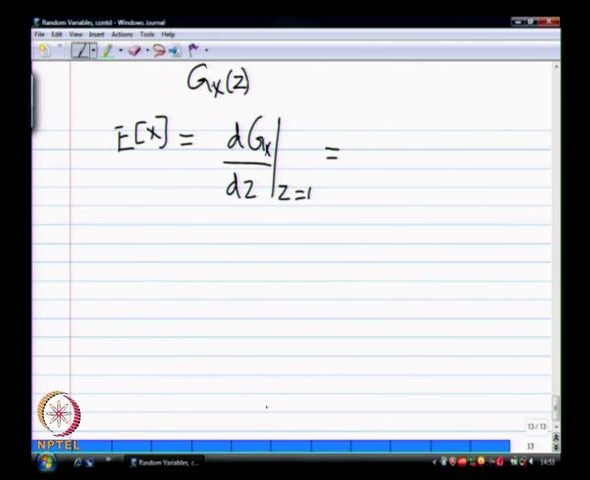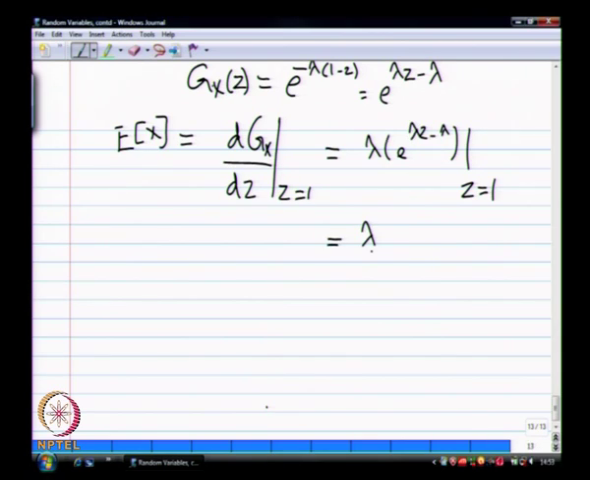Again for reference, we will write e to the power minus lambda. It is easier to differentiate when it is lambda z. So what is this? Lambda into e to the power minus lambda, with z equals 1, so therefore lambda.